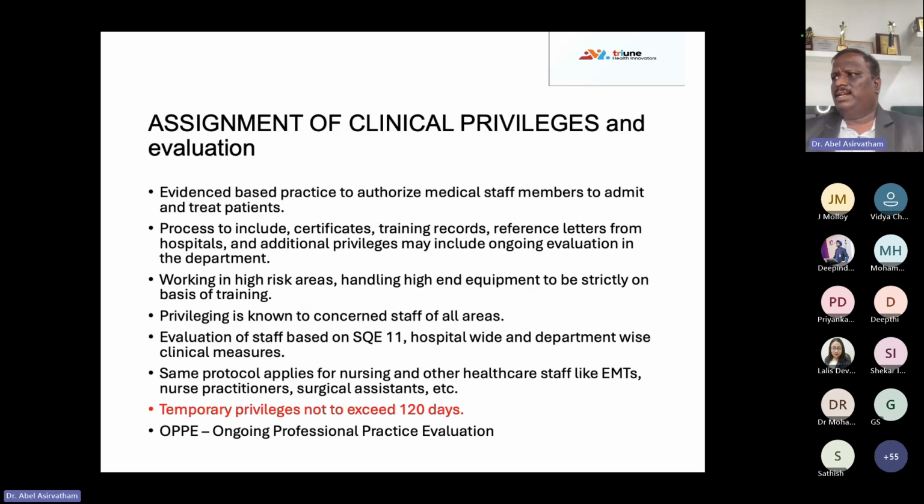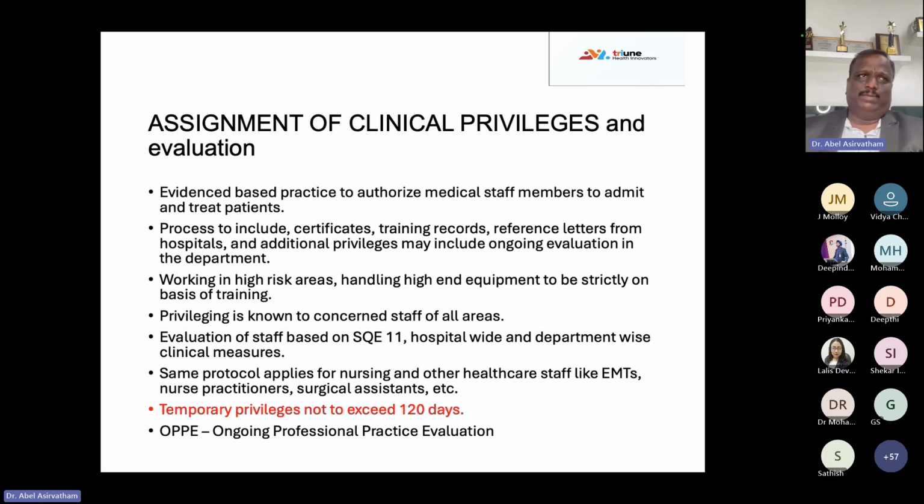Then assignment of clinical privileges and evaluation, evidence-based practice to authorize medical staff members to admit and treat patients. Process to include certificates, sending records, reference letters from hospitals, and additional privileges may include ongoing evaluation in the department. All these things need to be taken into account in doing a proper privileging process. Working in high-risk areas, handling high-end equipment to be strictly on the basis of training. Privileging is known to the concerned staff of all areas.